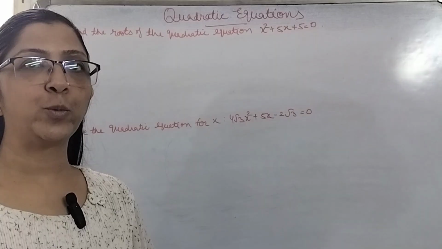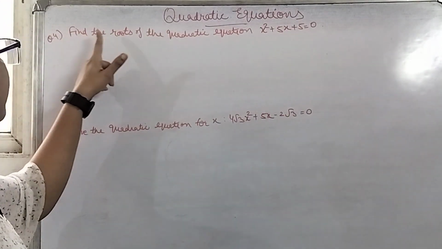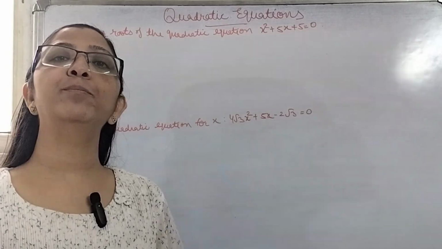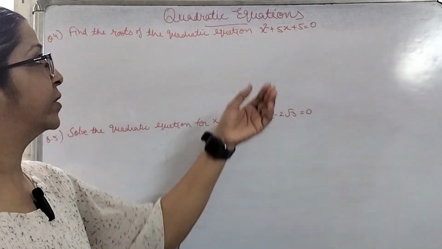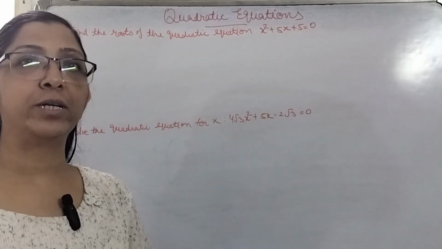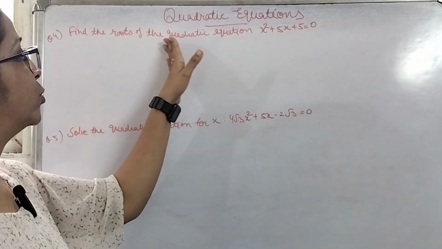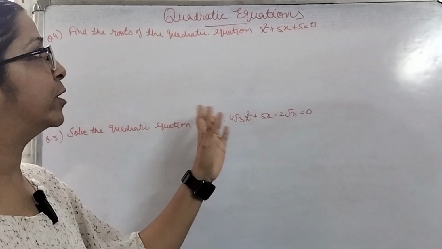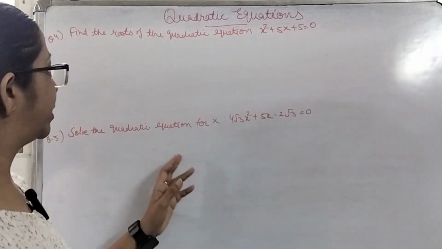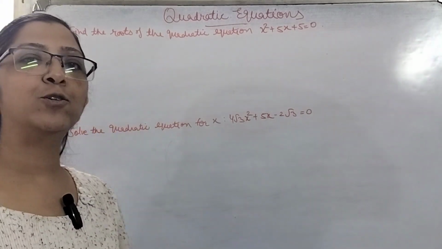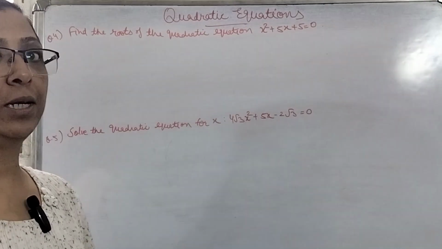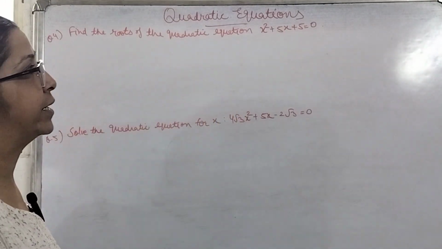Now let's see the next question. Find the roots of the quadratic equation x square plus 5x plus 5 equivalent to 0. This is the quadratic equation given to us. We know that we can find the roots of a quadratic equation either by the middle term splitting method or by using the quadratic formula. So here we have taken two questions. One we will solve by middle term splitting and one by the quadratic formula. Let's solve this question by the quadratic formula.